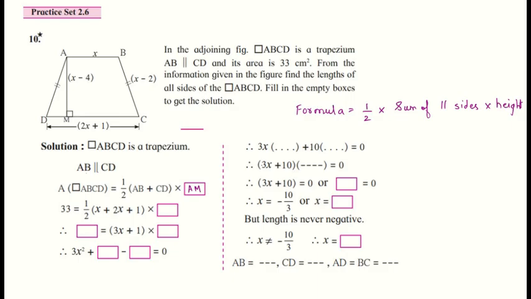So if we come down, area of quadrilateral ABCD. How much is it given? It is 33 already given, and they have mentioned here 33 equal to half, from the formula, 1/2 into AB. What is AB? AB is x. x is already written here, and plus CD. CD is 2x plus 1, that is written here, into AM. What is AM? It is given in the figure. AM is x minus 4. So I will write down x minus 4.